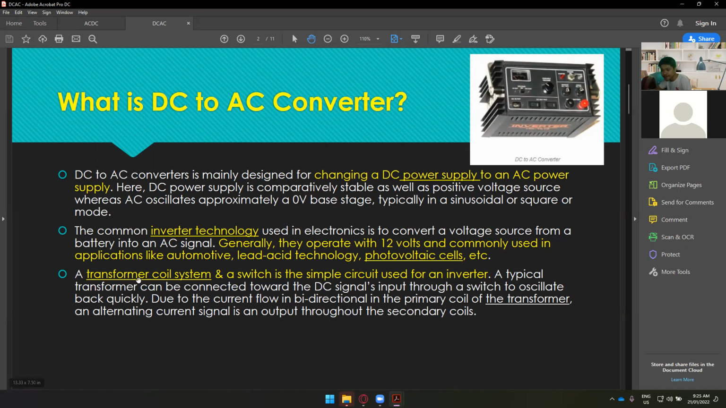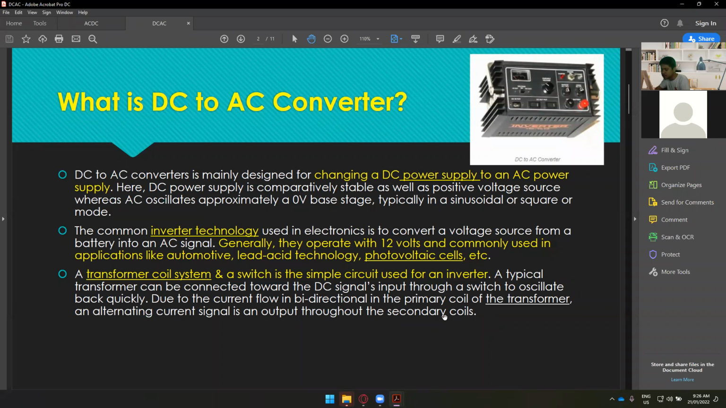A transformer, coil system, and a switch is the simple circuit used for an inverter. In AC to DC, we only have a transformer, but for DC to AC, we have two: a transformer, coil system, and then a switch. A typical transformer can be connected to the DC signal input through a switch to oscillate back and forth quickly. Due to the current flowing bidirectionally in the primary coil of the transformer, an alternating current signal is output through the secondary coil.